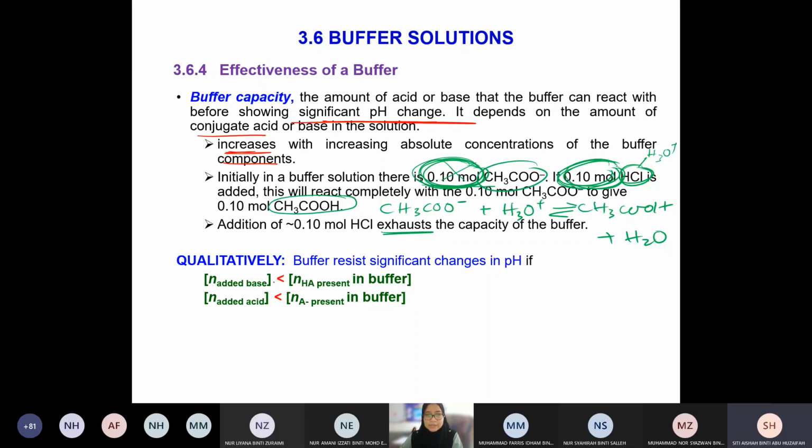So qualitatively, a buffer resists significant change in pH if we make sure the added base is less than the acid present in the buffer. Then the buffer can still withstand it. Same when adding acid, we must make sure that it is less than the conjugate base present in the buffer. If it is more, it has exceeded the capacity, so it can no longer resist changes in pH. It will shoot up or shoot down.